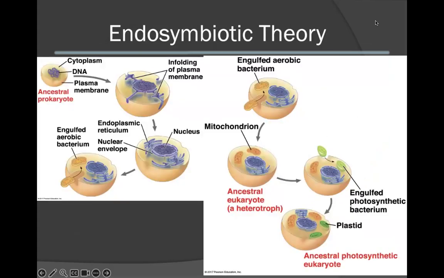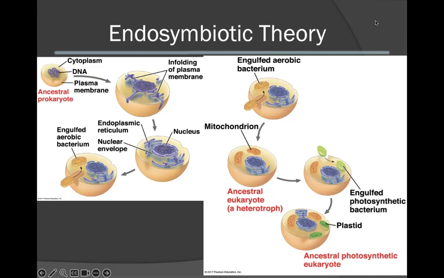Please refer to the following diagram for a graphical representation of the endosymbiotic theory. We first start off with an ancestral prokaryote with plasmid-like simplified DNA, plasma membrane, as well as the cytoplasm. Through the unfolding of the plasma membrane, we can see the development of organelle-like structures such as the nucleus, nuclear envelope, as well as endoplasmic reticulum.